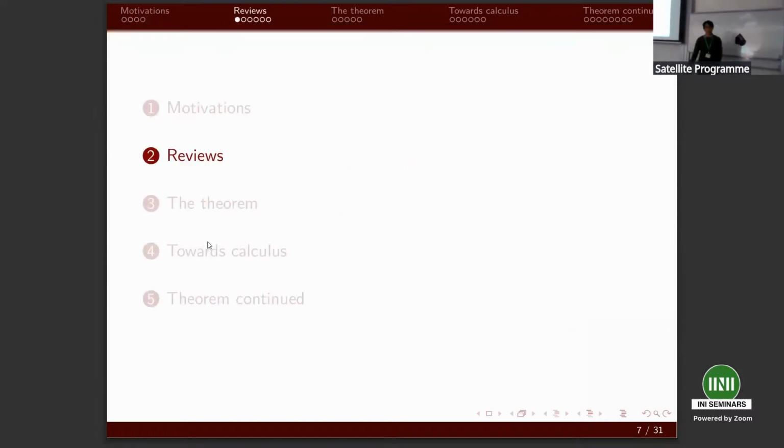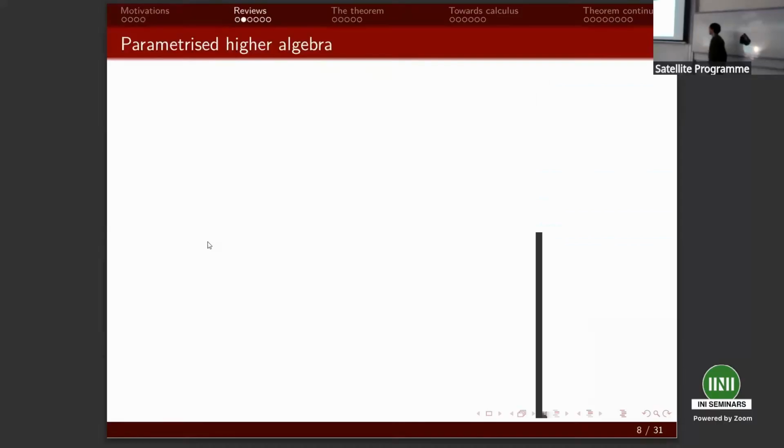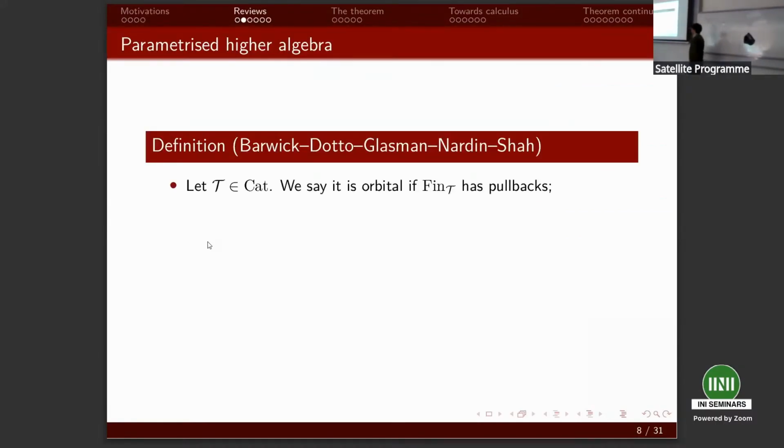Okay, so now I want to review this thing called parametrized higher algebra. This definition is due to Barwick, Dotto, Glasman, Nardin, and Shah. And in some sense, if you read their manifesto, their work was actually inspired by Mike's philosophy that you are supposed to try to equivariantize all the indexing diagrams. And this is sort of their higher algebraic implementation of this philosophy. I'm going to give you some words, and then in the next slide, I will explain how you should think about these words. So a small category T, which, as a mental model, you can just think of as an orbit category, let's say.